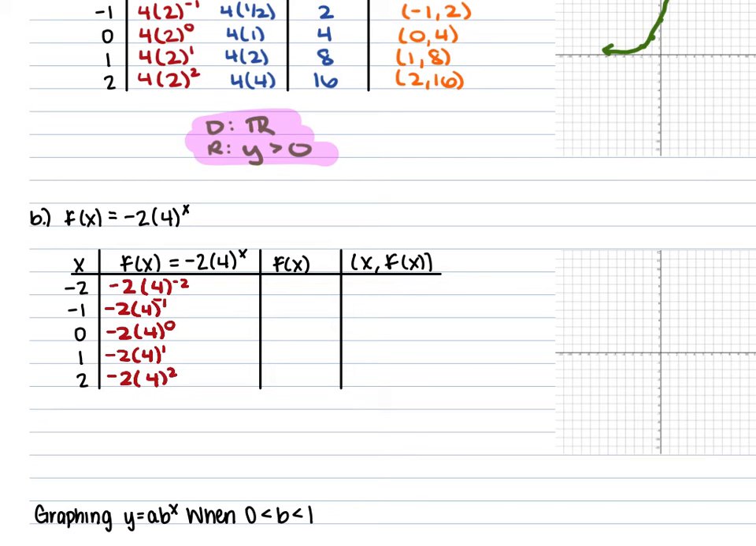So that 4 to the negative second power is 1 over 4 squared. So that's negative 2 times 1 over 16. That gives us negative 2 over 16, which is negative 1 over 8.